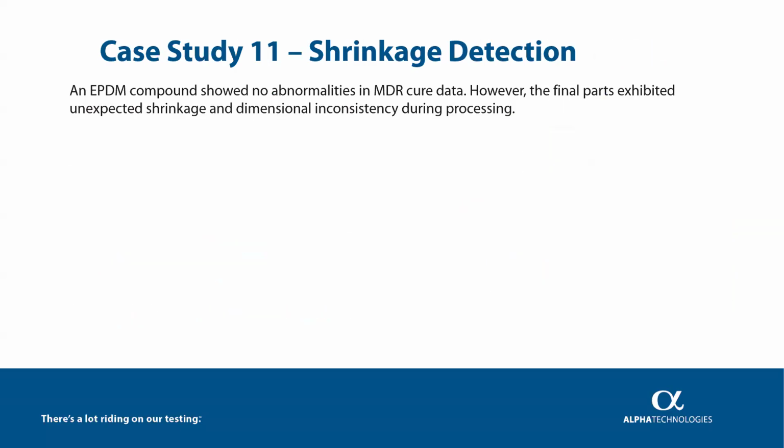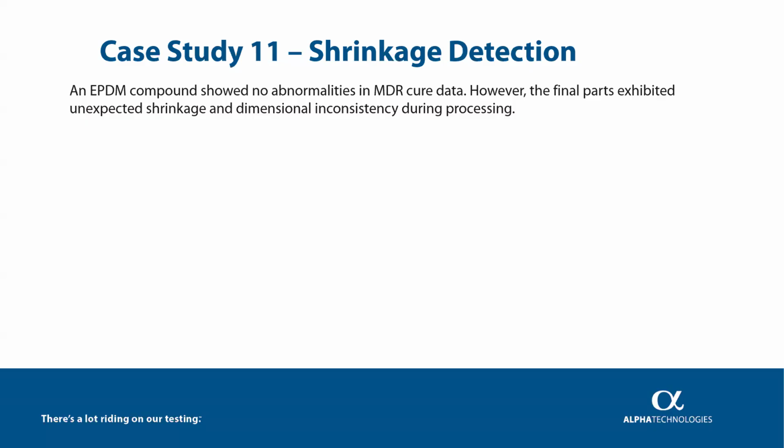Okay, so now that we have covered the PDM technology available with RPA Plus, our next generation instrument, let's wrap up with a bonus case study focused on shrinkage detection. In this case, a compound passed all standard MDR tests without issue. Cure data looked normal. No significant differences in ML, MH, T10, T50, and T90 values. However, once the material was processed into final parts, it exhibited unexpected shrinkage and dimensional inconsistencies during production.